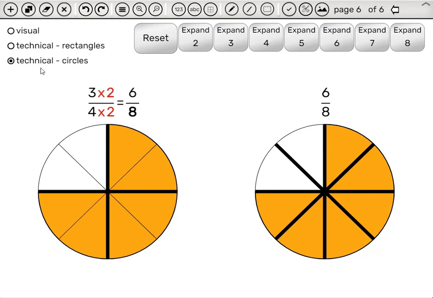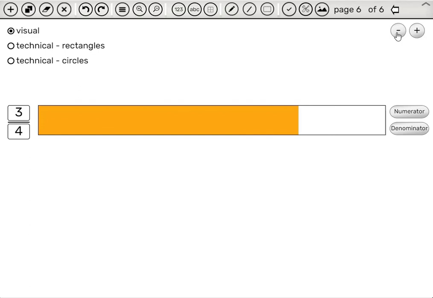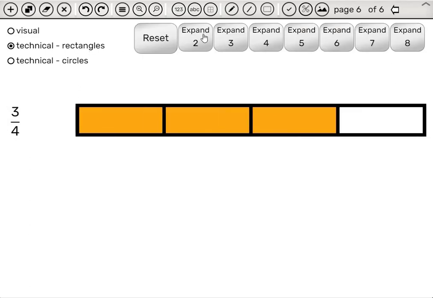So the circle mode is possible if we have up to 2 fractions. With the rectangle mode, we can have up to 4. Sometimes we would only want 1 fraction. So let's go back to visual mode, remove 1 bar, move back to technical rectangle mode, and we can check different expansions, times 2, 3, and so on.